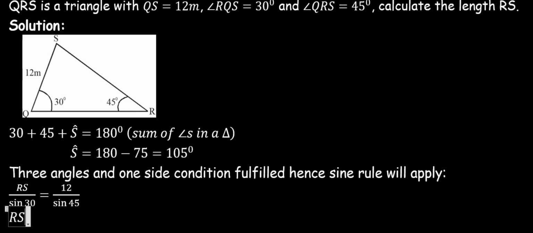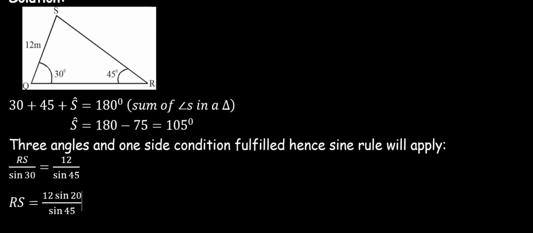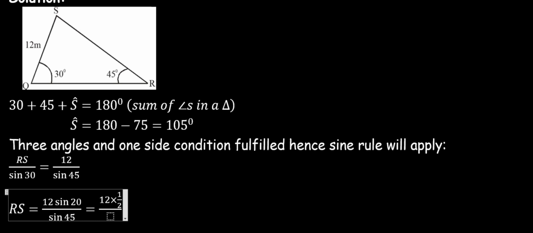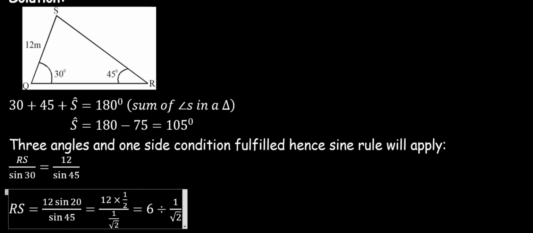RS will be equal to 12 sin 30 over sin 45, which is equal to 12 times half divided by 1 over square root of 2. We have just substituted for sin 30 and sin 45 degrees, which will give us 6 divided by 1 over square root of 2. And that is equal to 6 times square root of 2 over 1, which will give us our result as 6 square root of 2.